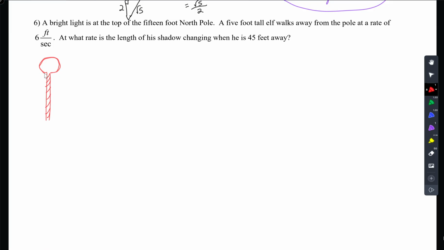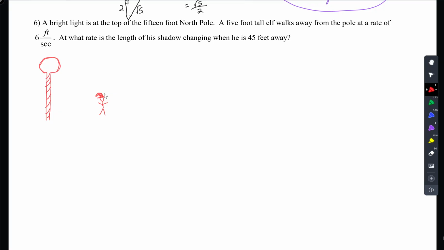And then I'm going to do a little elf. Try not to be too shocked by my artistic abilities, okay? See? Look at the little hat. That's cute. All right. So a 5-foot tall elf.